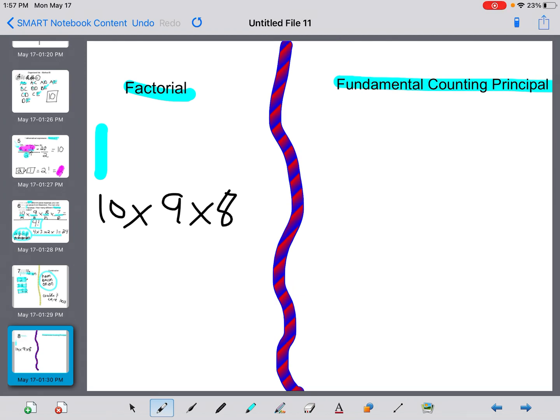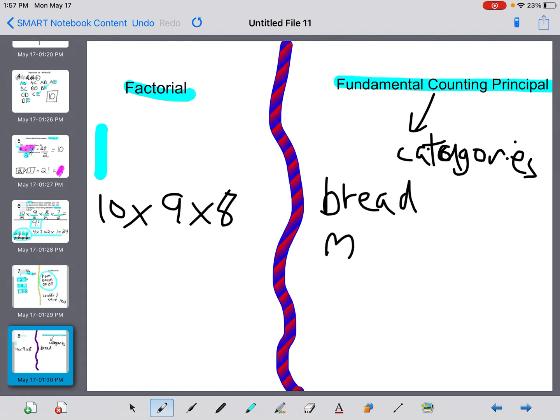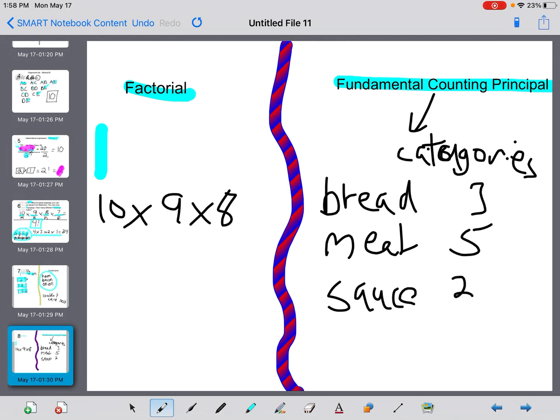Whereas the fundamental counting principle is like if I'm at a sub shop and I have different categories. Maybe you think about the counting principle, you can think about the C word, categories, which I clearly cannot spell today. So that's a sub shop where maybe you need to pick one kind of bread, one kind of meat, and one kind of sauce, right? And then maybe there's 3 bread choices, there's 5 meats, and there's 2 sauces, and you multiply those out. So the fundamental counting one, it's picking something from each category. I'm not using up choices.